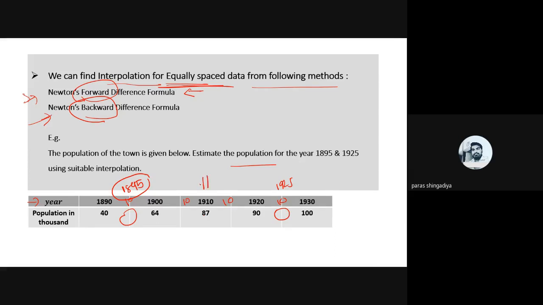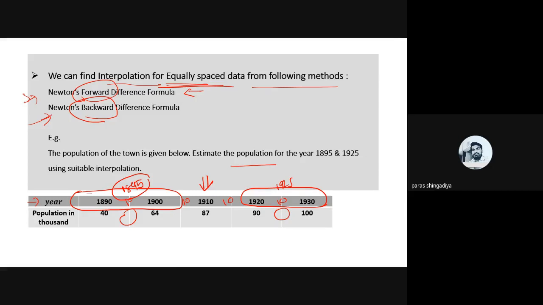This is the central value. Okay, 1910, that is the central value. So this interval is our starting interval, 1890 to 1900, and this interval will be our ending interval. Okay, 1920 to 1930. Clear?